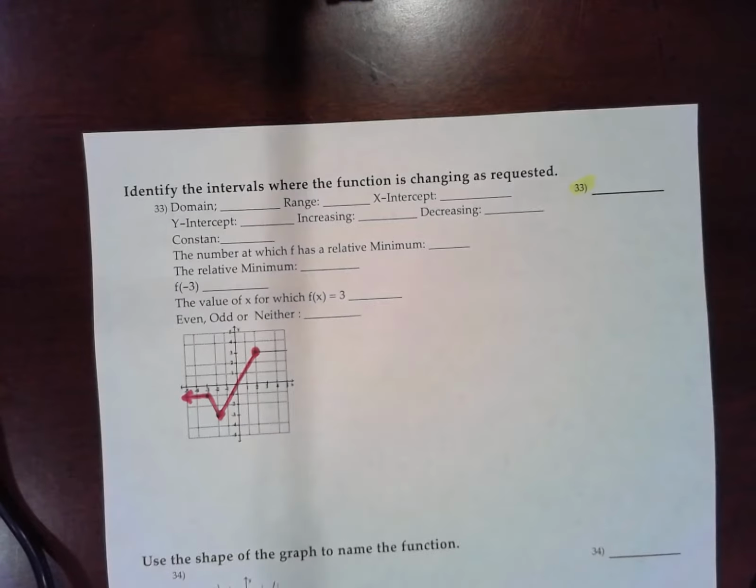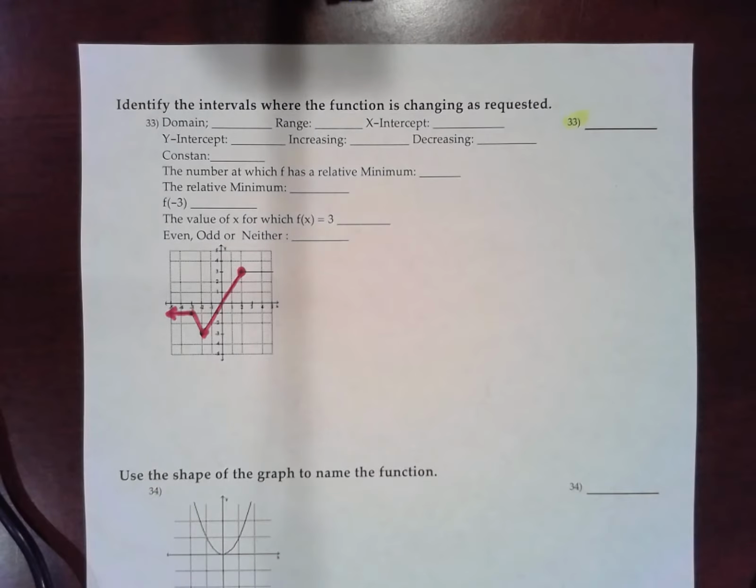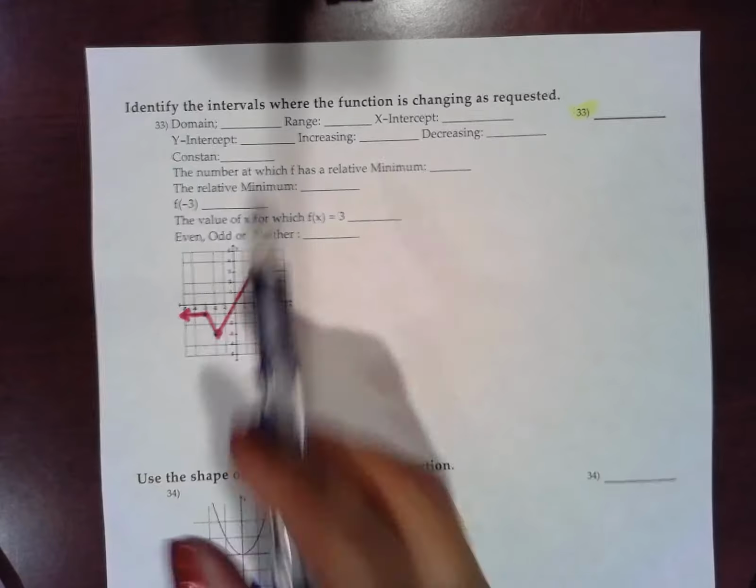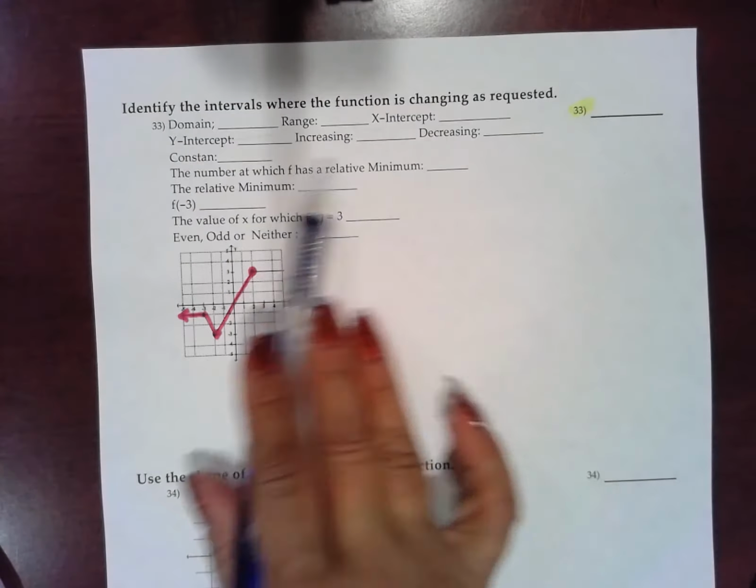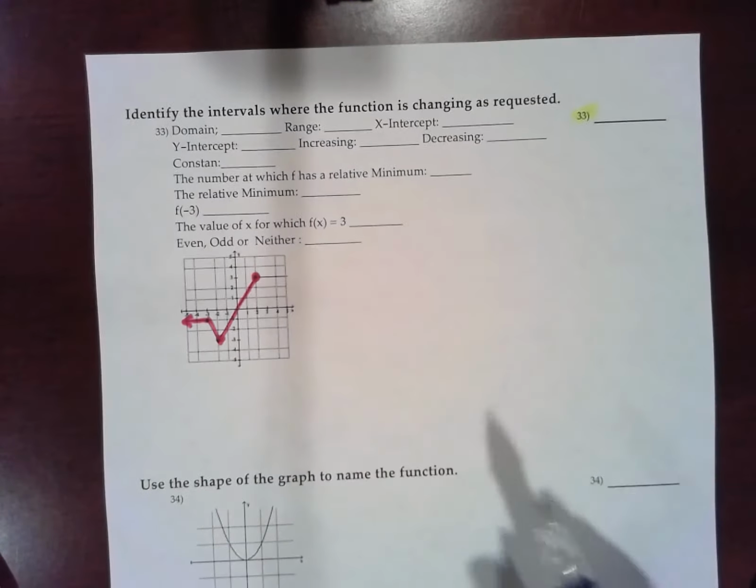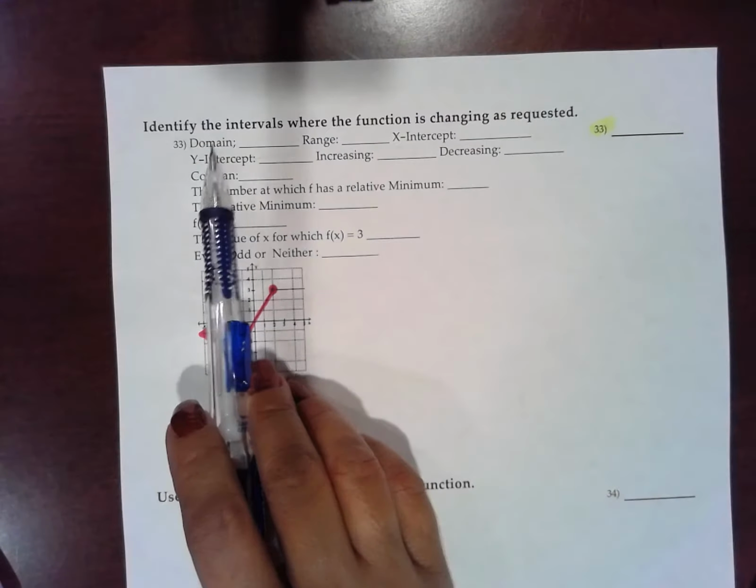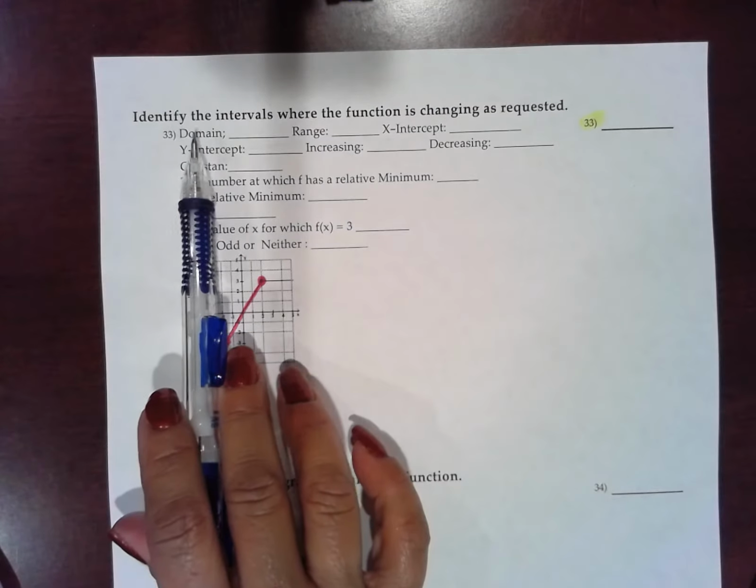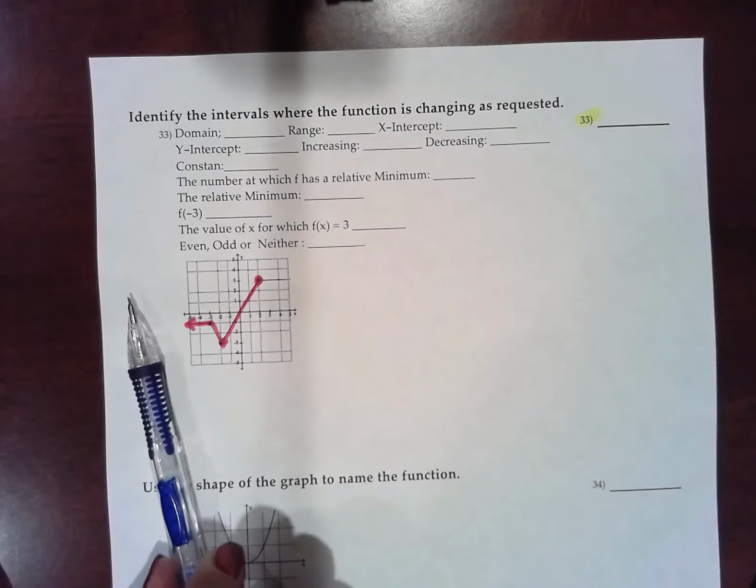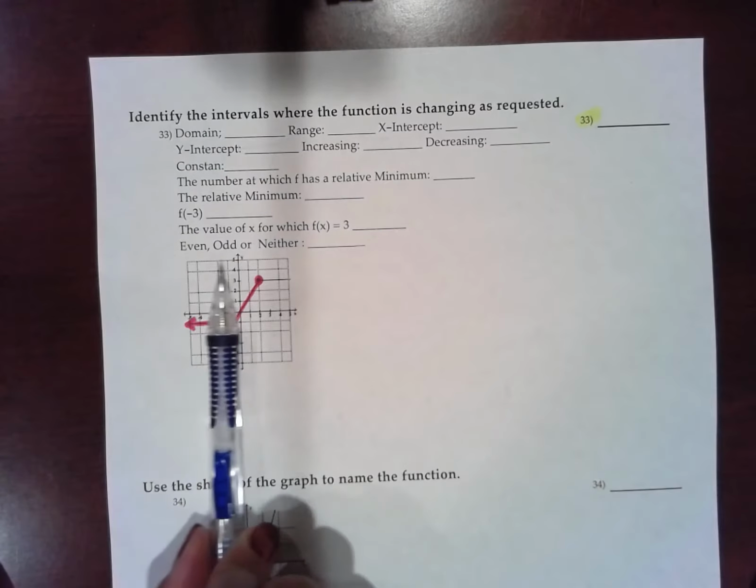Question number 33. You are being asked to identify the intervals where the function is changing as requested. So we're going to answer all of these questions. Out of this graph, the first one is to identify the domain. Remember that the domain are the values of x. So you will be looking at the graph from left to right.